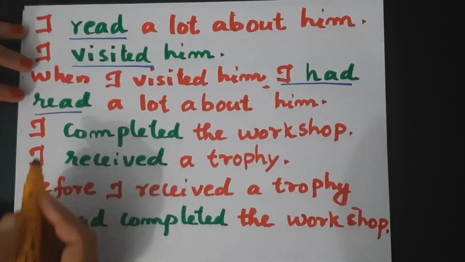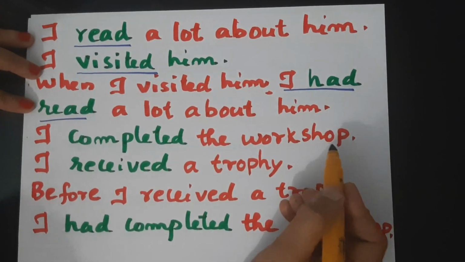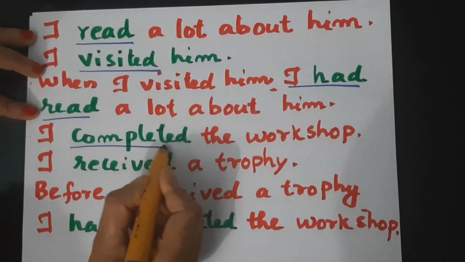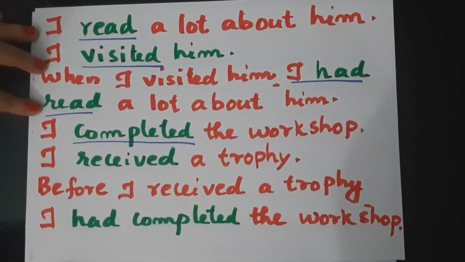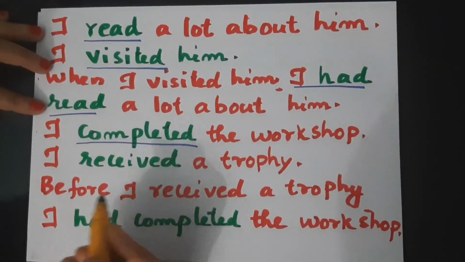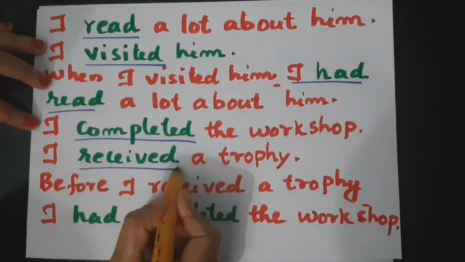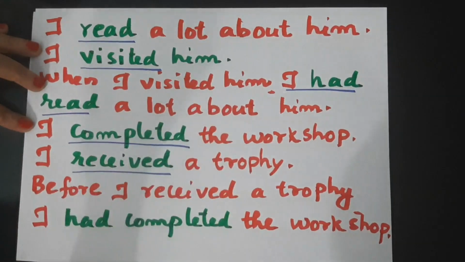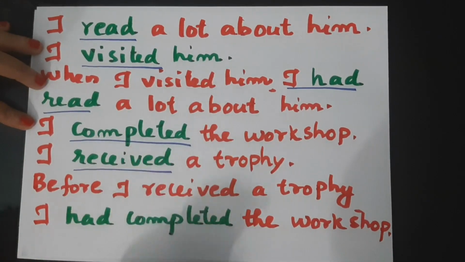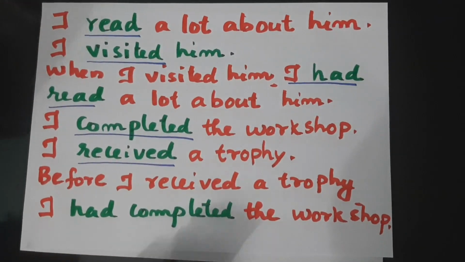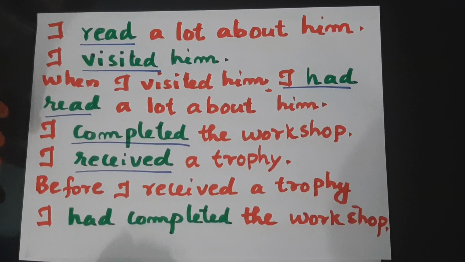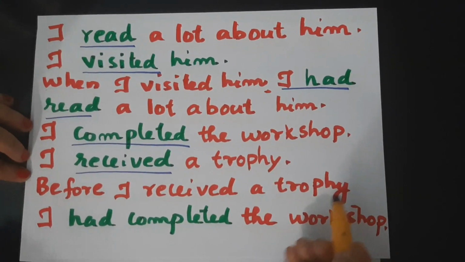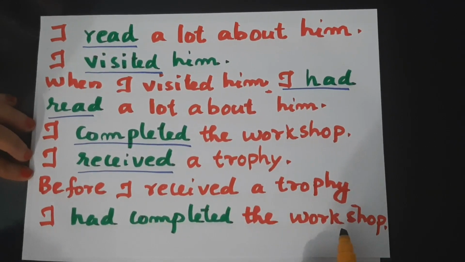For example, I completed the workshop. I received a trophy. Two past actions. I completed, simple past tense, the workshop. Another one, I received, simple past, a trophy. So two past actions are referred to here. Let's see how it's converted to past perfect tense. Before I received a trophy, I had completed the workshop.